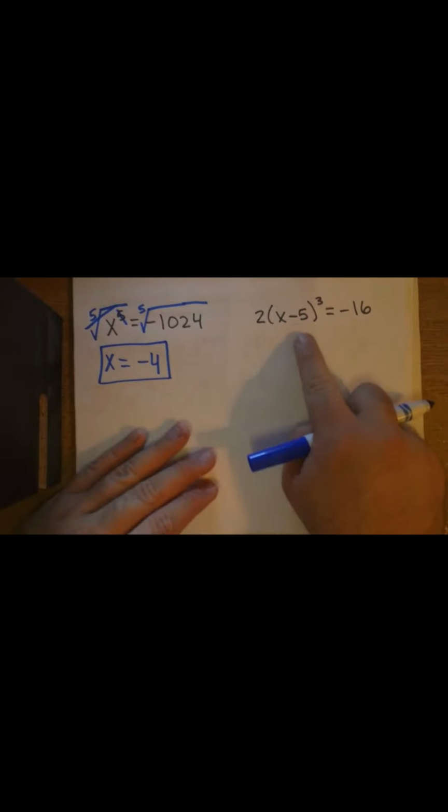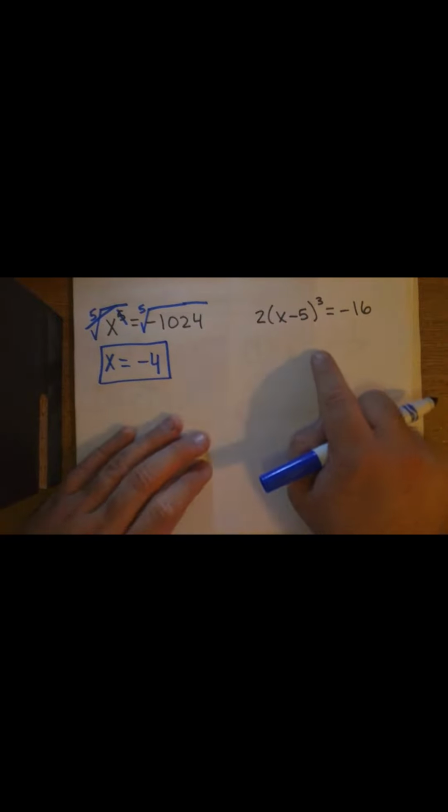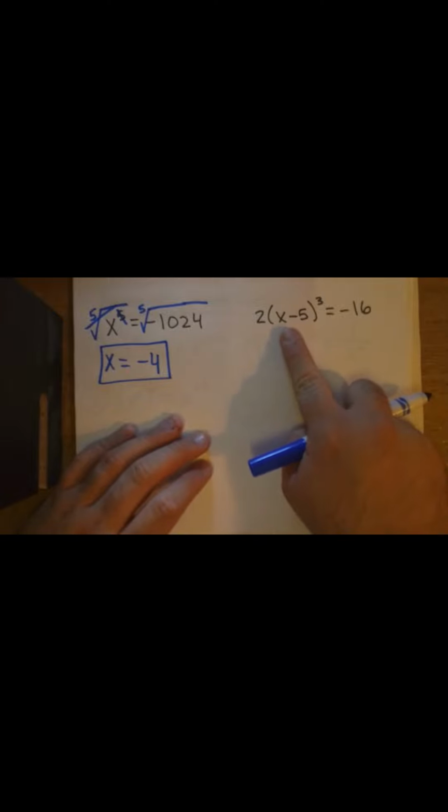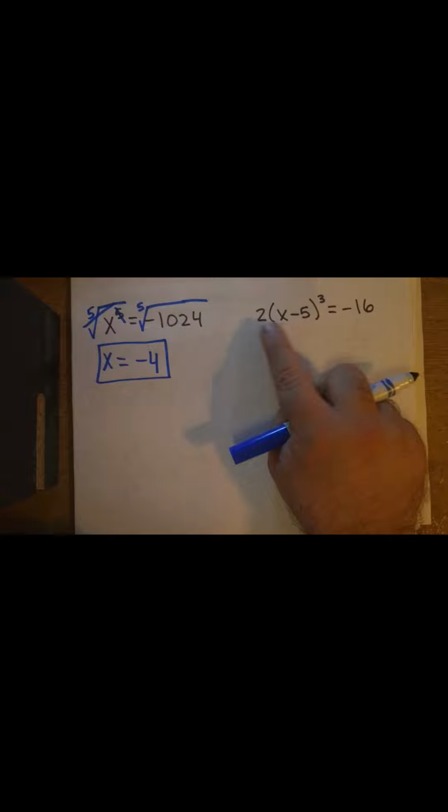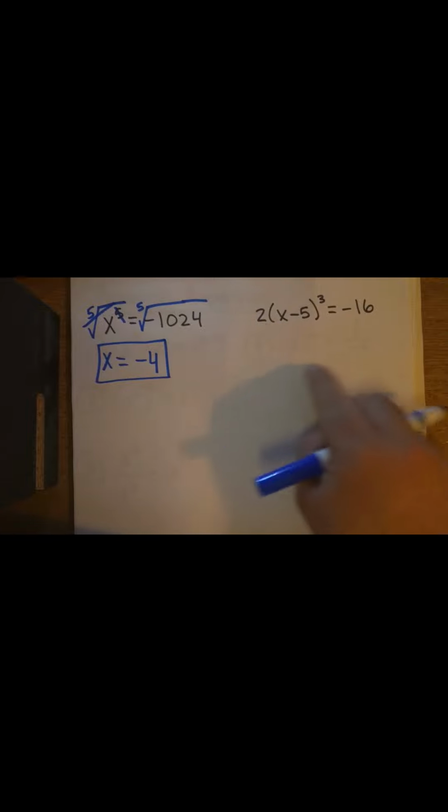Let's go to this one. This one is a little different than the ones we've seen before, because x is inside parentheses, and those parentheses are raised to a power. We will undo that power like we've been doing over here. Before we undo that power, though, let's go ahead and get this 2 over here.